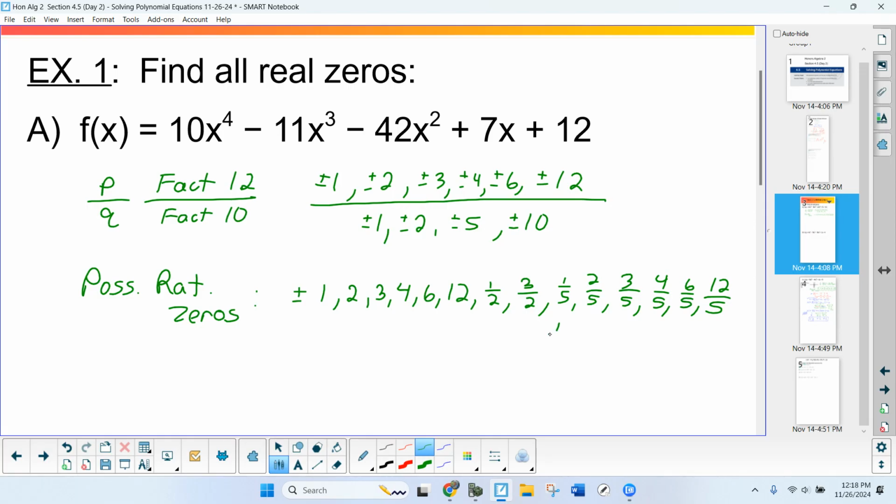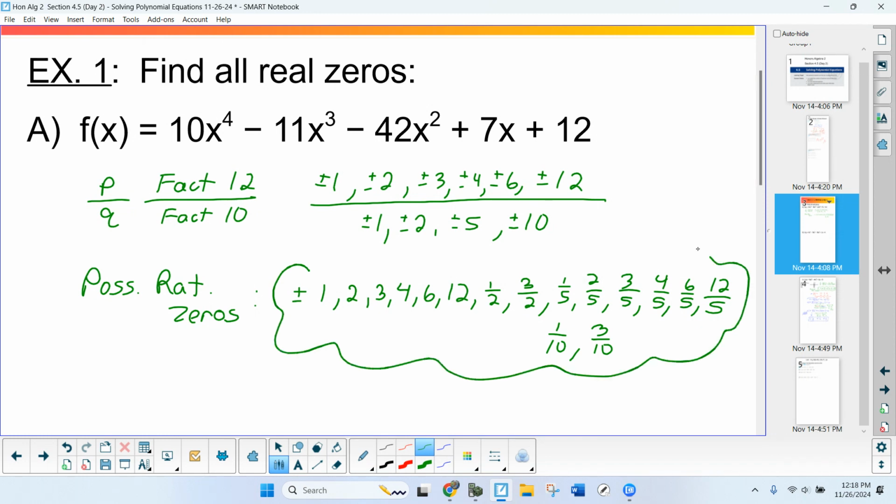I have 1/10, 2/10. What does 2/10 reduce to? Already got it. 3/10. Do I have that one? No. 4/10. Do I have that one? 2/5. Yep. 6/10. Do I have that one? Yep, that's 3/5. How about 12/10? Do I have that one? Yeah, that's 6/5. Yep. So I got them. So this is your list.